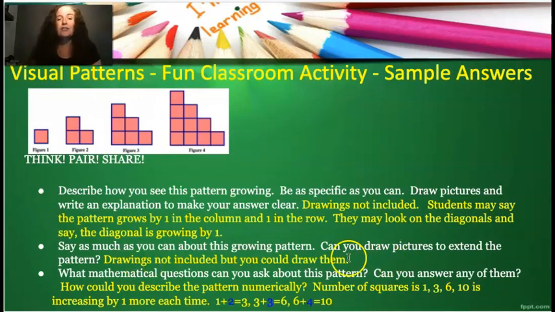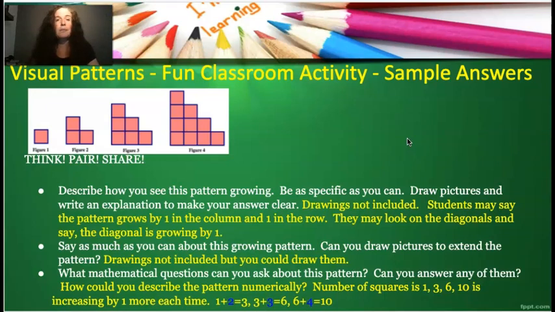So here's some sample answers. I didn't include the drawings, but students might say something like, the pattern grows by 1 in the column and by 1 in the row. They may also look at the diagonals. So this just has 1, this on the diagonal has 2, Figure 3 has 3 on the diagonal, Figure 4 has 4 on the diagonal. So they might see something else. That's great. What mathematical questions?